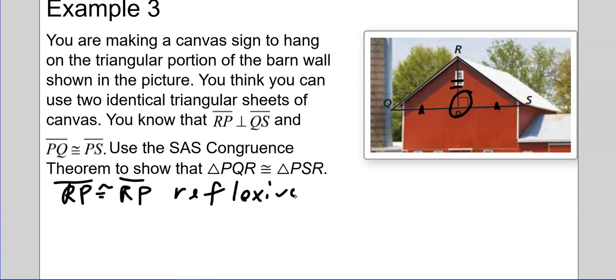So you also know that these angles are both 90 degrees because they're a linear pair. So what do we have? SAS. So we've just proven it. These are congruent by SAS because of those pieces of information.